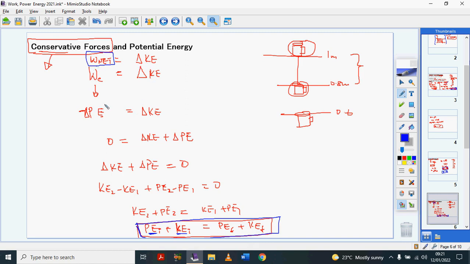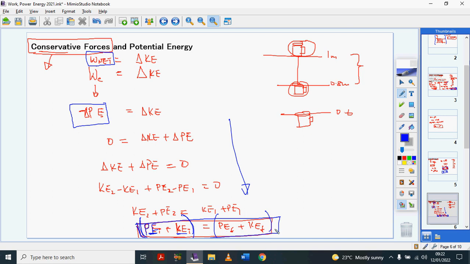But if that work happens to be done by a conservative force, which gravity is, then it leads to a loss in potential energy. If you work the mathematics out, which we did yesterday, you end up seeing that the initial potential energy plus the initial kinetic energy, which you can call the initial total energy of the system, will be equal to the final total energy of the system.